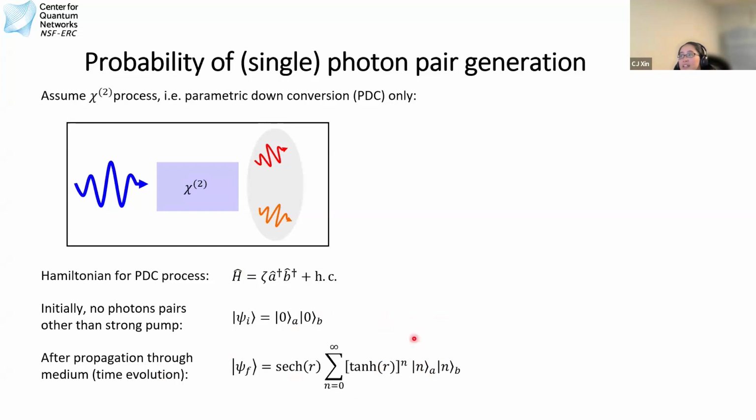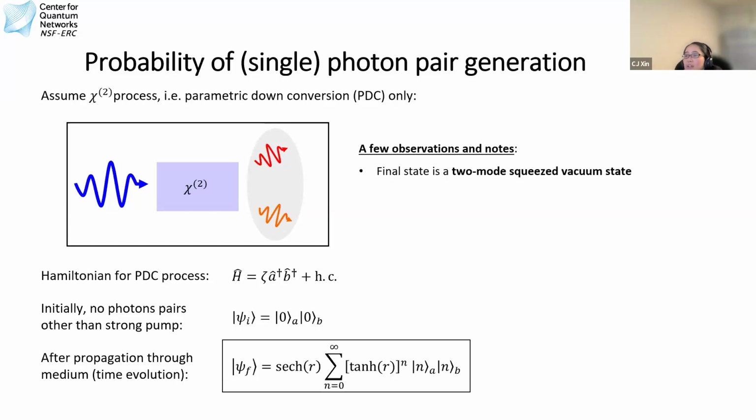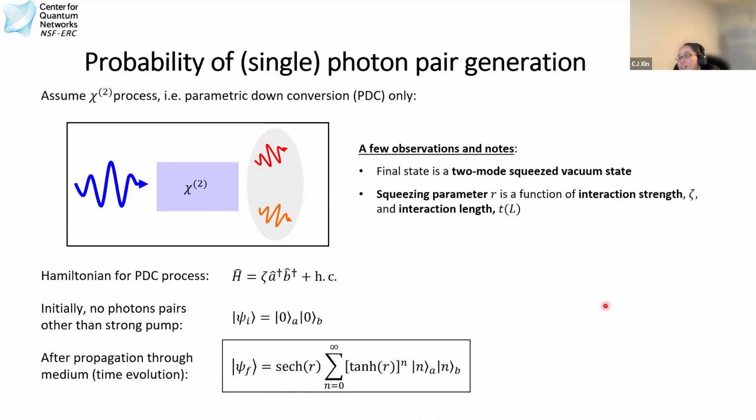I think there's some ordering issue with the slides. Sorry for the delay. Yeah, so this one. Here we can make a few observations. The form of the final state has a name. It's called a two-mode squeezed vacuum state. The parameter r is a function of interaction strength and interaction time evolution.